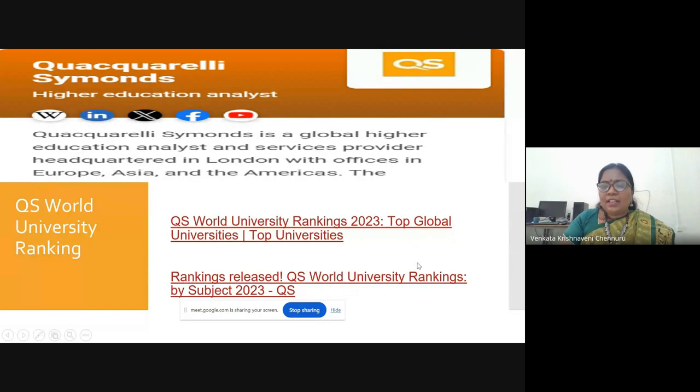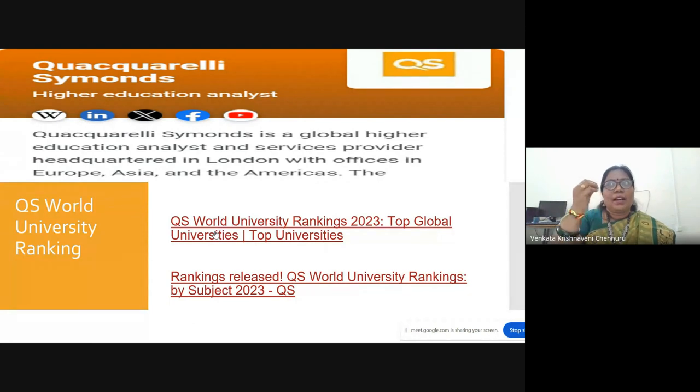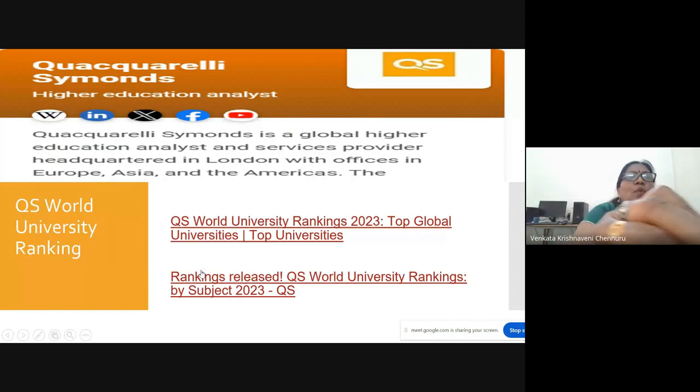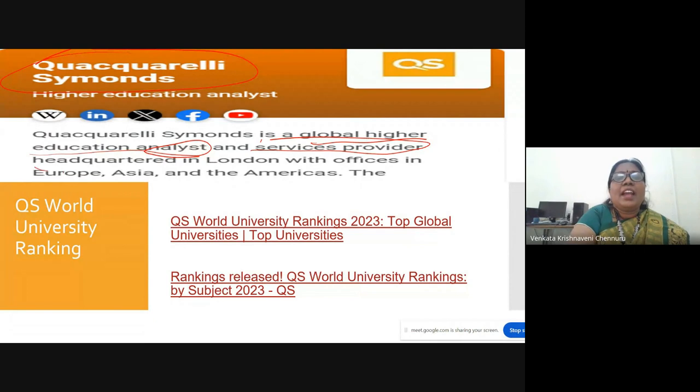Next, see here, that was about the ranking of higher education institutions and quality assessment at the India level, national level. Now, take the global level and how our colleges, institutions, and universities will be graded, how they are being assessed. You are able to see this. Quacquarelli Symonds, this is a global higher education analyst and services provider headquartered in London with offices in Europe, Asia, and America. And you see, this is how the QS World University Ranking is given.